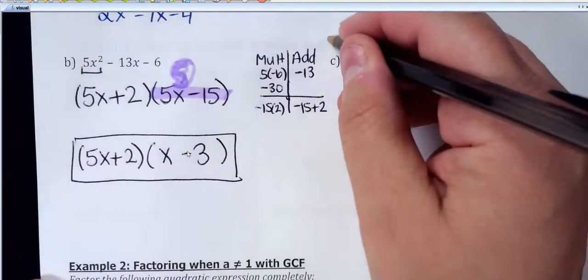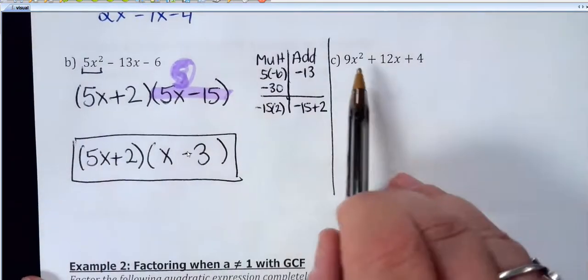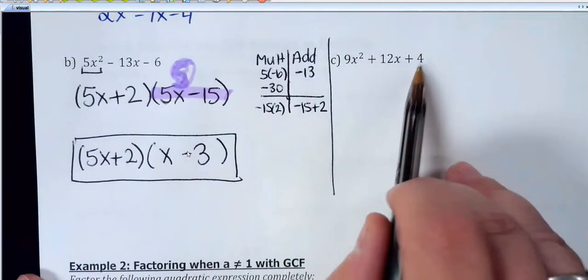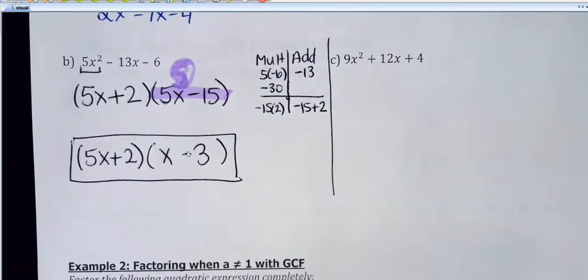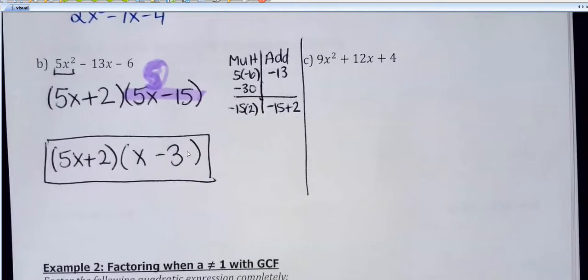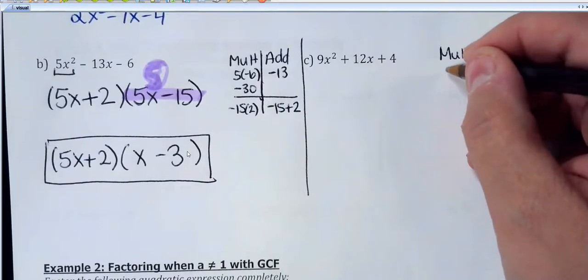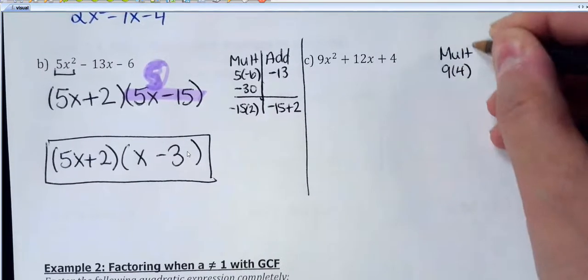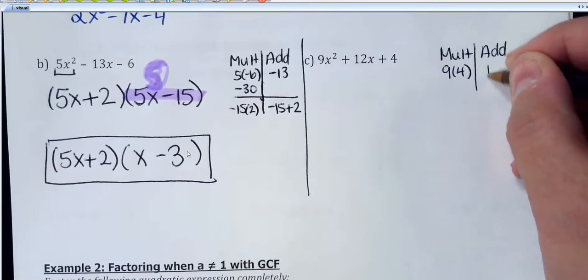Okay, and I have one more, and then we'll do one that has a little bit of extra work at the bottom. So this is 9x squared plus 12x plus 4. 9, 12, 4. You don't have anything in common, so no greatest common factor there. So what I want to do is multiply a times c. For this question, that's going to be 9 times 4. And I want to add to the b value, which is just going to be the 12.